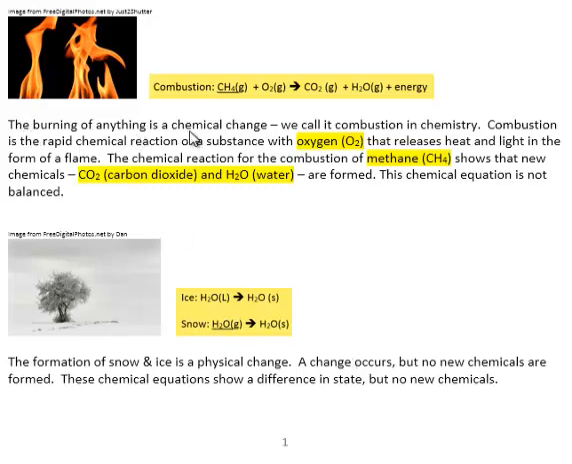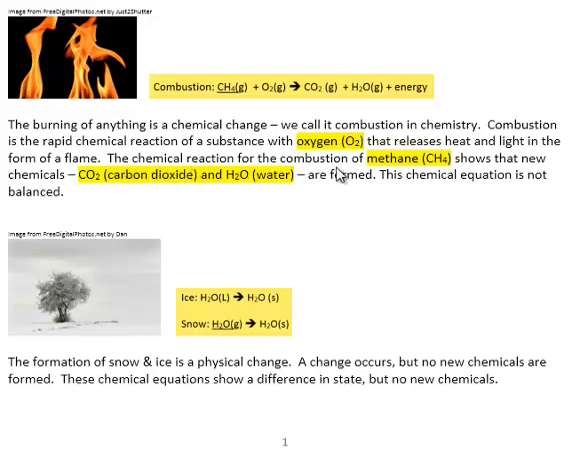The burning of anything is a chemical change. We call it combustion in chemistry. Combustion is the rapid chemical reaction of a substance with oxygen, and in parentheses I have the formula for oxygen, O2, that releases heat and light in the form of a flame.